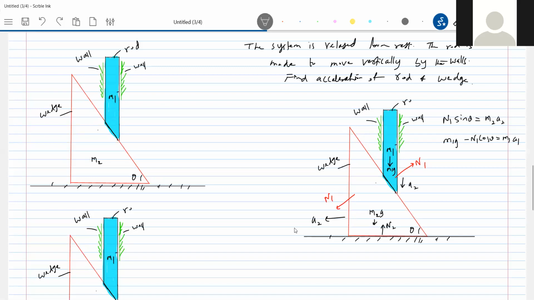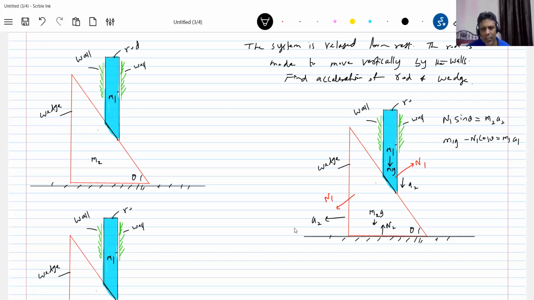Sir, for the rod, the walls will exert a normal contact. That will be in the horizontal direction, no? Because the N1 sine theta force will act on the wall, the wall will also exert a force here. Altogether, the rod will not move along the x-axis because the wall will not permit it, no?